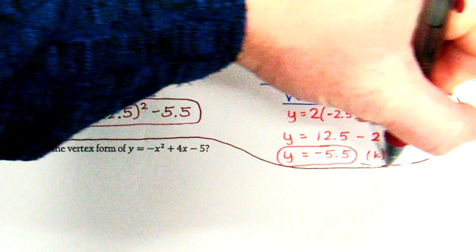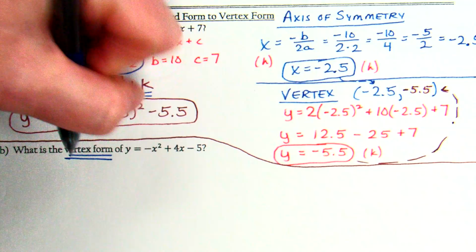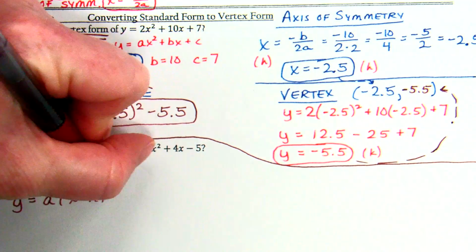The question is, what is the vertex form? So again, like we just talked about, what's the form we're going for? The form I'm going for, vertex form, y equals a times (x minus h) squared plus k. That's the form we're going for. But we are currently in standard form, yes? Yep. And standard form is ax squared plus bx plus c.